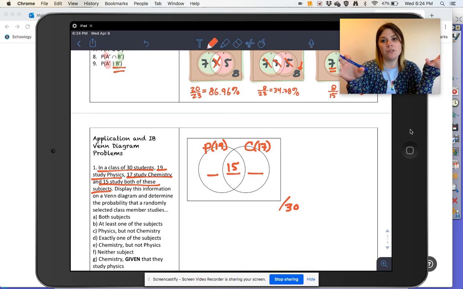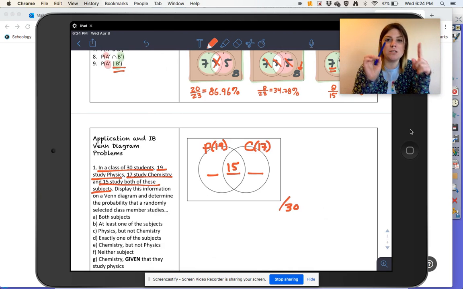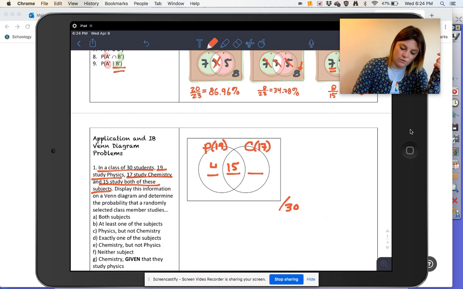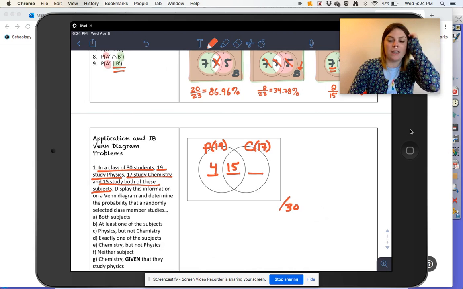Now, here's where some people are like, oh yeah, that makes total sense. And some people are like, wait, can you explain that again? So listen up. If there's 19 total in physics, right? And there's 15 that overlap, then how many are just taking physics? 4. Okay, and that's because 4 and 15 add up to 19.